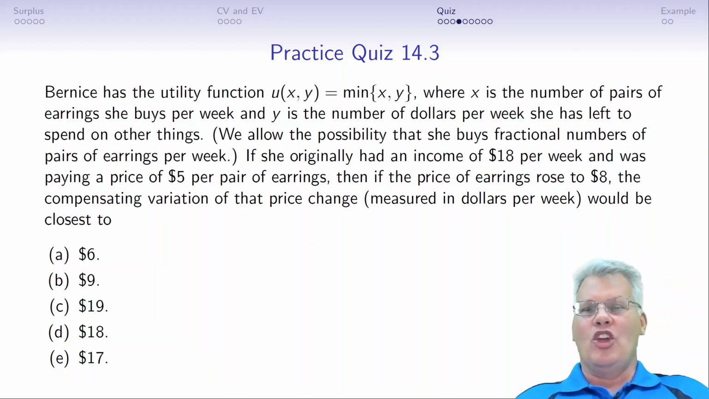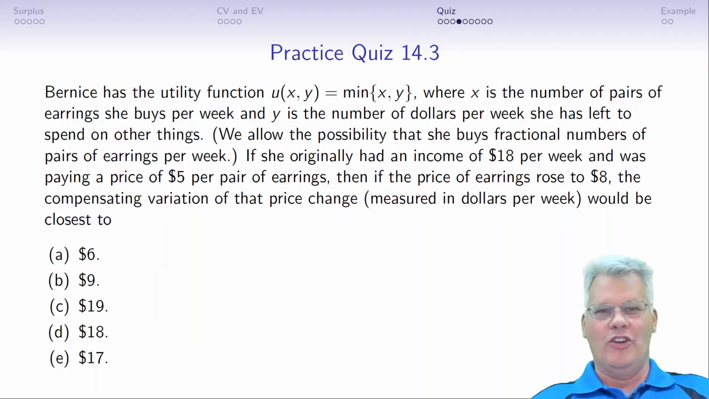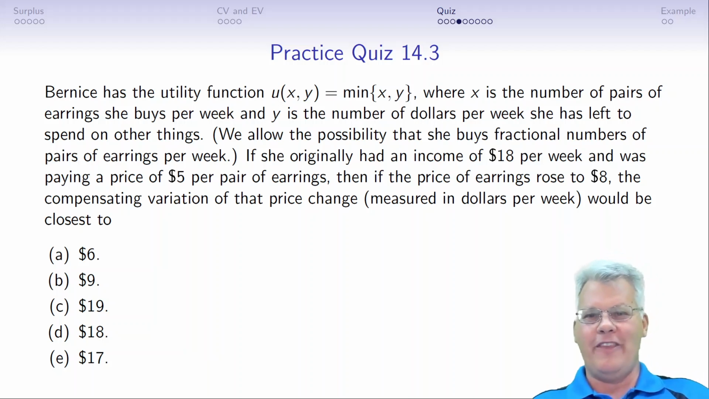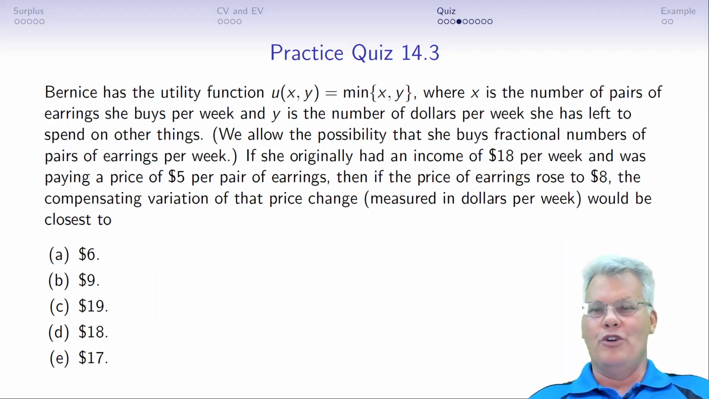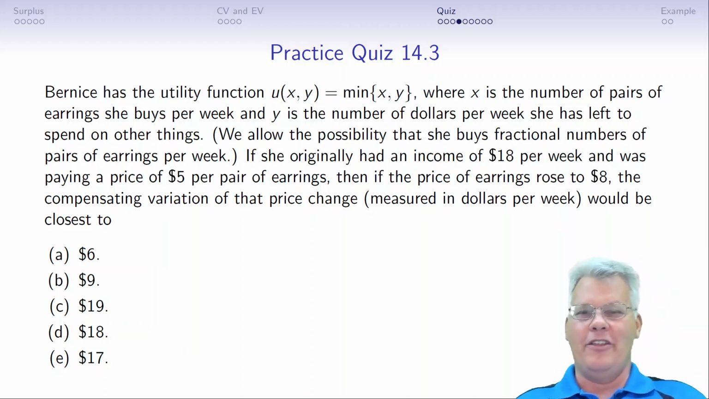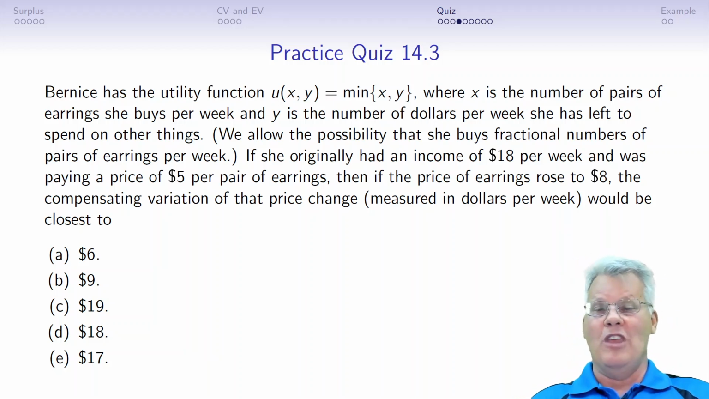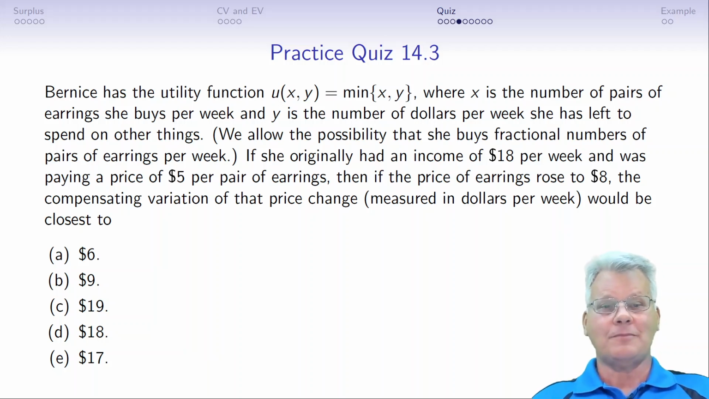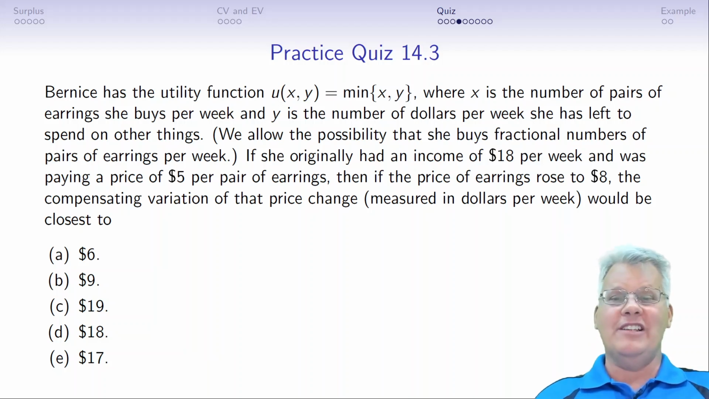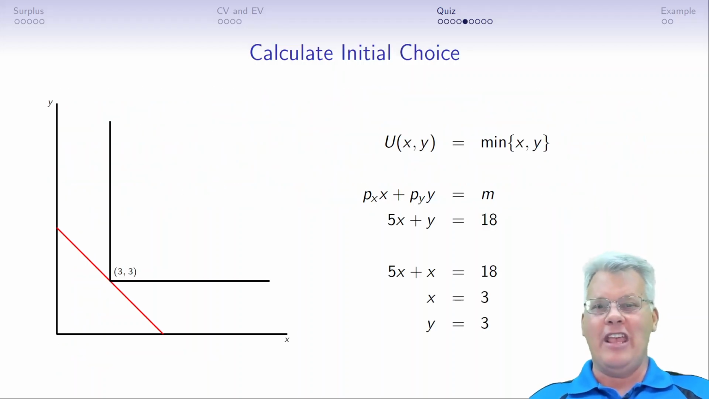So compensating and equivalent variation were introduced to Bernice, who consumes earrings and has dollars left over to spend on other things. And to Bernice, earrings and dollars to spend on other things are perfect complements. So she has to consume them in fixed proportions. And then we hit Bernice with an increase in the price of earrings and want compensating variation.